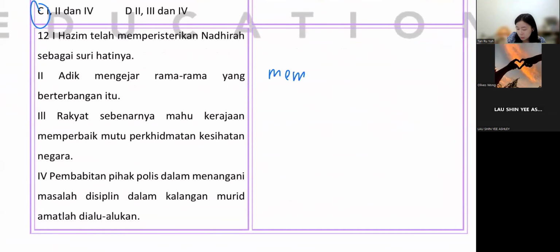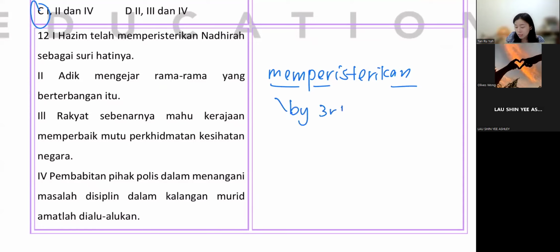If there is tiga imbuhan, memper-kan, then you need to remember memperisterikan is by the third party because there is tiga imbuhan. This is how you remember. For example, your parents introduce one boyfriend for you, ask you to marry him, for example. Okay, this is called memperisterikan or mempersuamikan. But then this is he himself to marry a girl. So you need to put memperisteri. This is how you remember for this.